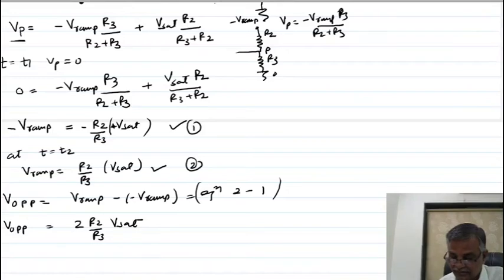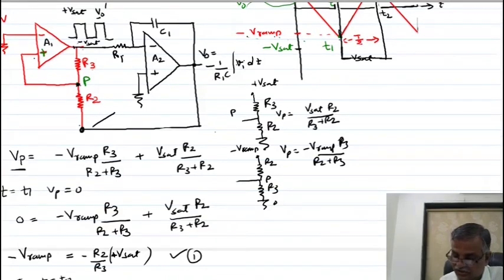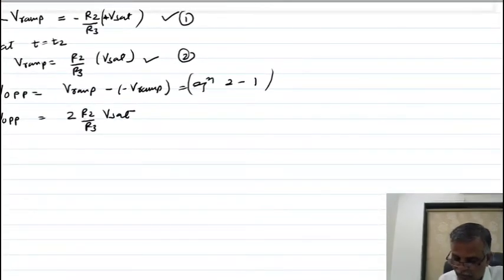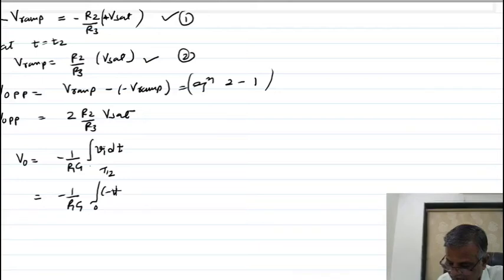Now look here, I use this equation. This is C1, so I should write C1 here. Let me write the equation of the output voltage: minus 1 upon R1 C1 integration of Vi into dt. So I can write minus 1 upon R1 C1 for 0 to t by 2, and the output voltage is minus V set. I am showing you.